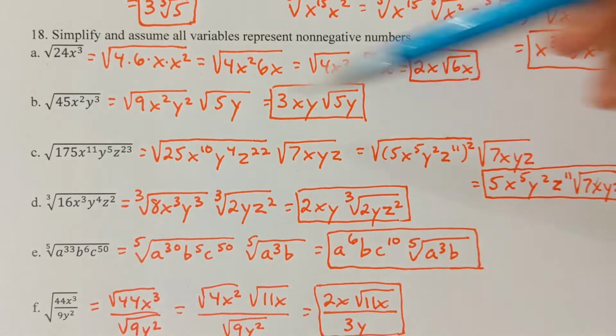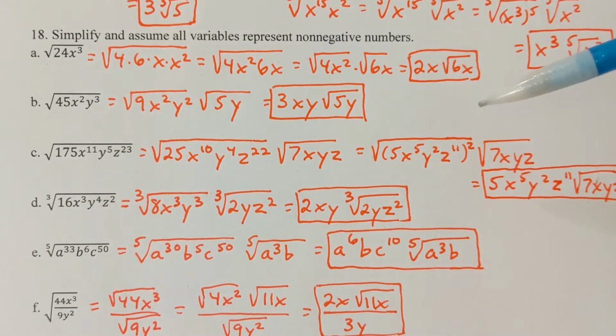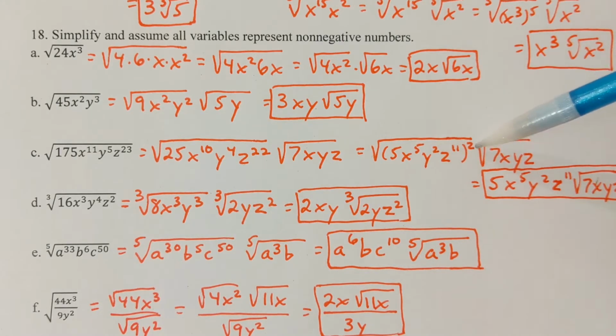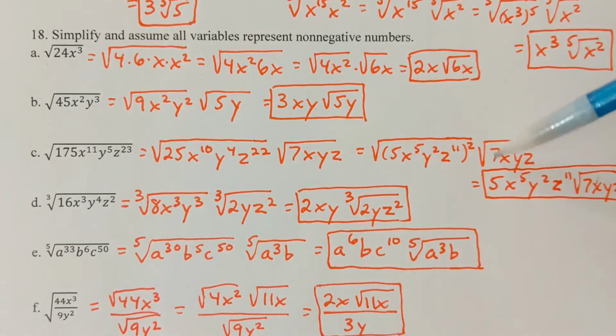Let's see here, 5 squared is 25. X to the 5th squared, that'd be x to the 10th. Y squared squared is y to the 4th. Z to the 11th squared, that'd be z to the 22nd. The square root of 7xy, that's the leftover. None of that breaks down any further.